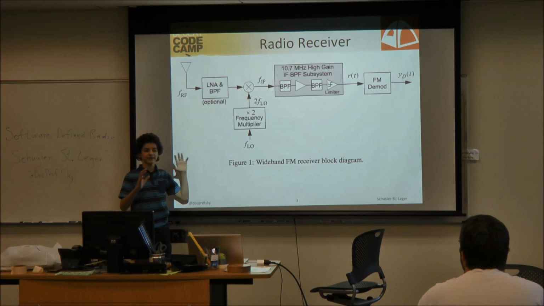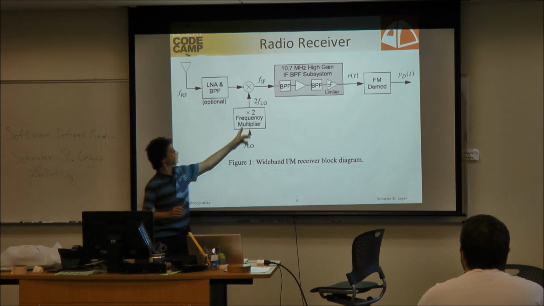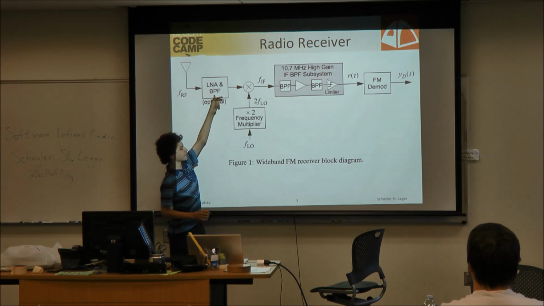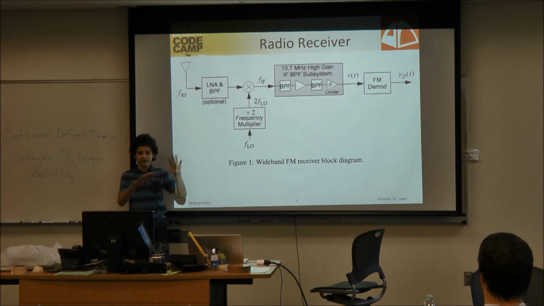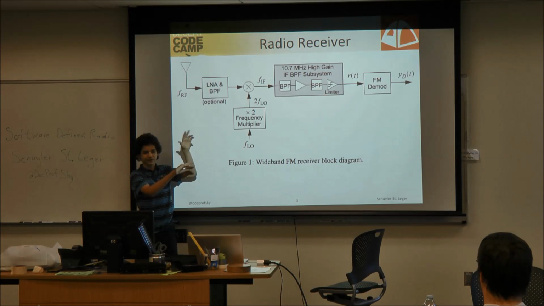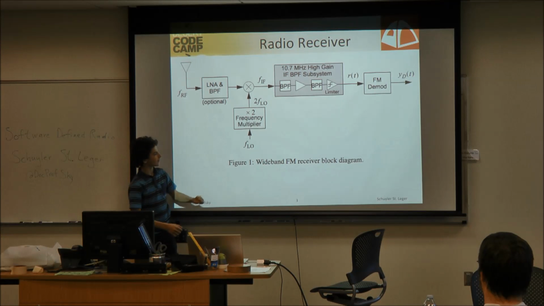A mixer essentially multiplies two signals together. This signal is a signal you generate. This signal is the stuff from the antenna. And with a mixer, there's a trigonometric math thing that explains how it works that I don't understand because it's a big, crazy, long math thing.